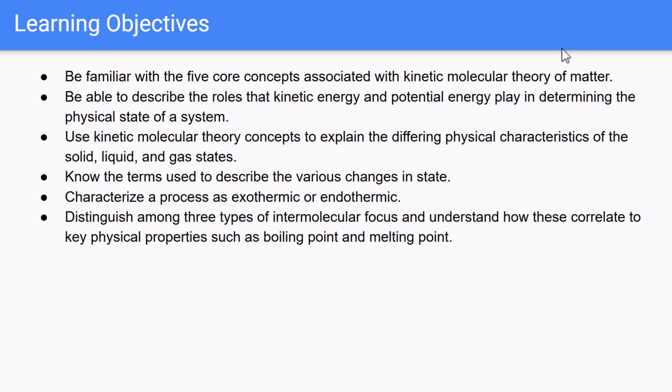We should be able to describe the roles that kinetic energy and potential energy play in determining the physical state of a system. So the energy of movement, the potential energy that certain molecules have, how does that impact physical states? Use kinetic molecular theory concepts to explain differing physical characteristics of solids, liquids, gases. Know the terms used to describe various changes in states of matter. Characterize processes as exothermic or endothermic. Are they energy releasing? Do they take in energy? And then distinguish between the 3 types of intermolecular forces and correlate them to key physical properties such as boiling and melting point.